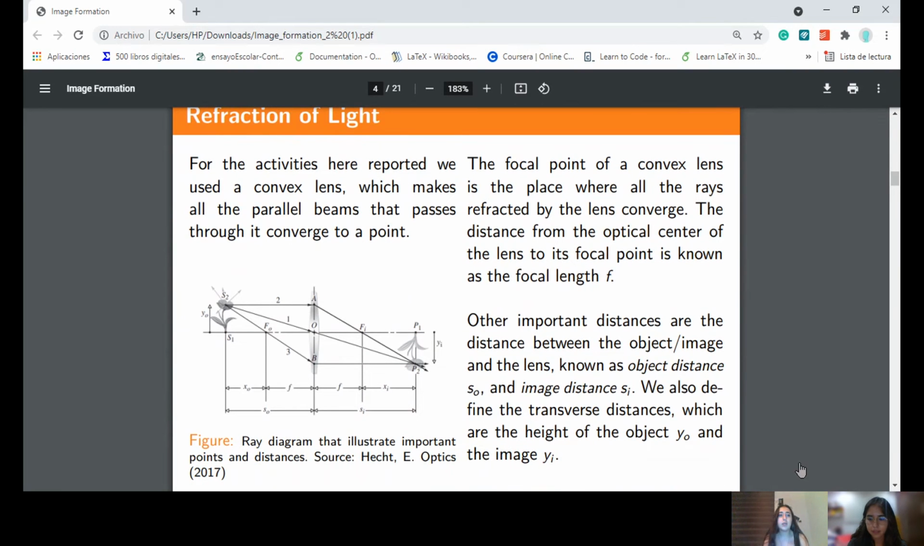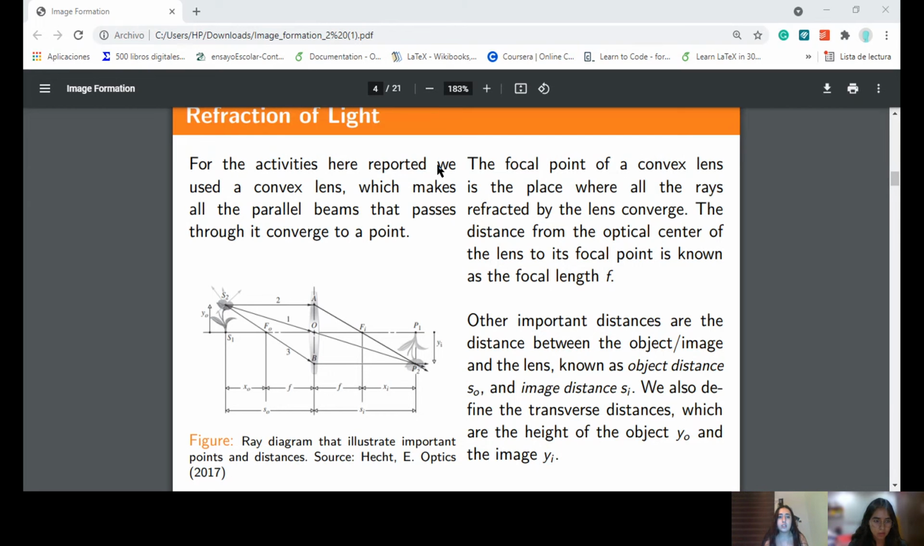For the introduction, a lens is a refractive device that produces different images depending on its characteristics. For these experiments, we used a convex lens, meaning that the light beam that passes through converges to one single point. To understand this better, we must first describe the focal point of a convex lens, which is the spot where all the beams converge. And the focal length is the distance from the optical center to the focal point, as we can see in the image shown below. It's also important to describe the distance of the object to the lens, which is SO, and the distance of the lens to the image, which is SI.